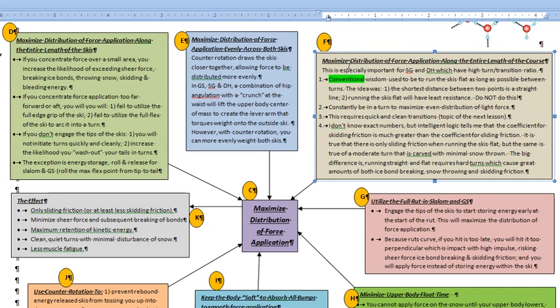Maximize distribution of force application along the entire length of the course. Now, this is especially important for Super G and downhill, both of which have high turn to transition ratios. In these, the transition is relatively fast compared to the turns. You're in turns for a long time. So the difference between slalom and GS is, in both of those, the turns are pretty quick, about as fast as that transition.